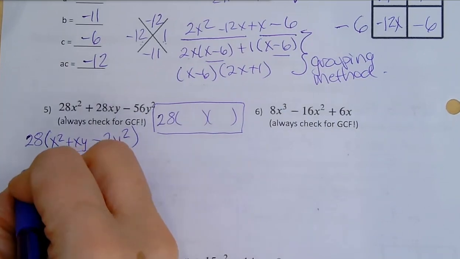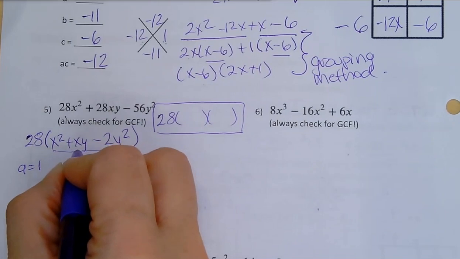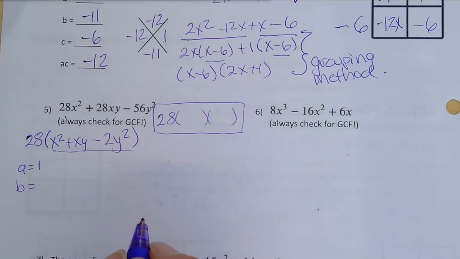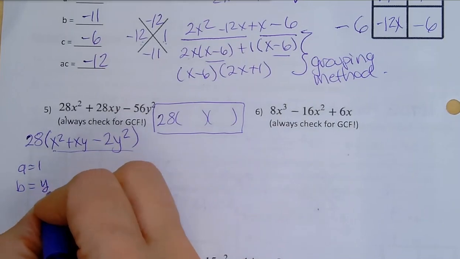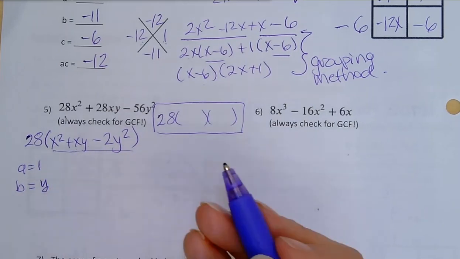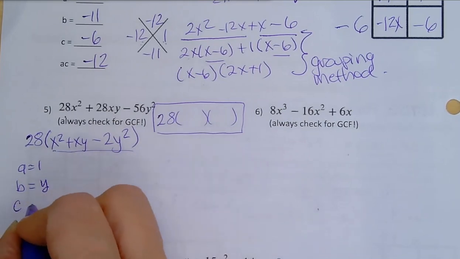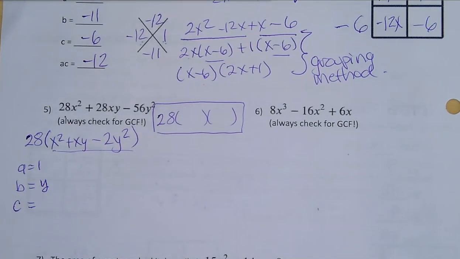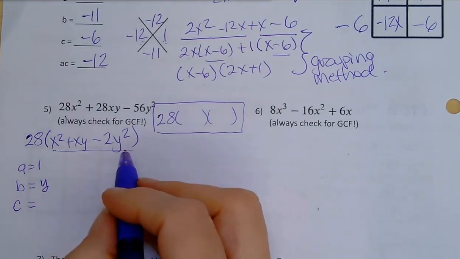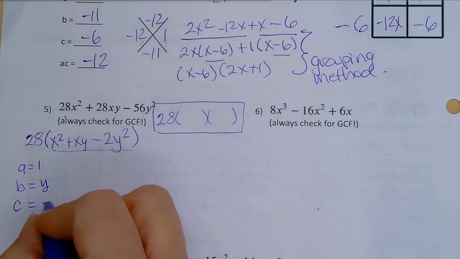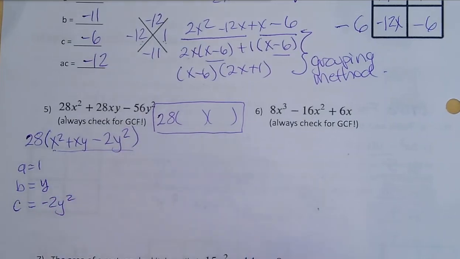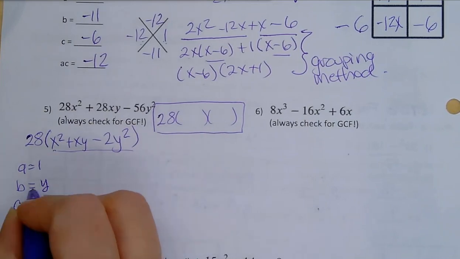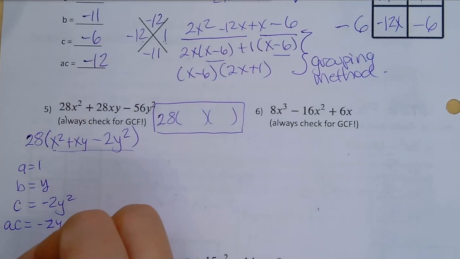All right, so you know a equals 1, yeah? B, what are you multiplying x times? You're multiplying it times y. So it's weird, but that's what you're multiplying. It's 1y, right? So your c is really negative 2y squared, right? It's that whole thing. I know this is kind of a weird way to look at it. If I say a times c then, that's going to be negative 2y squared.